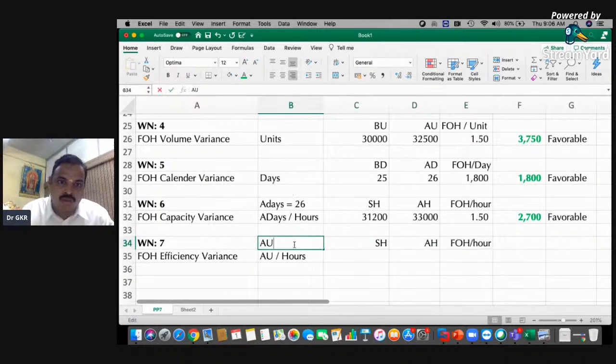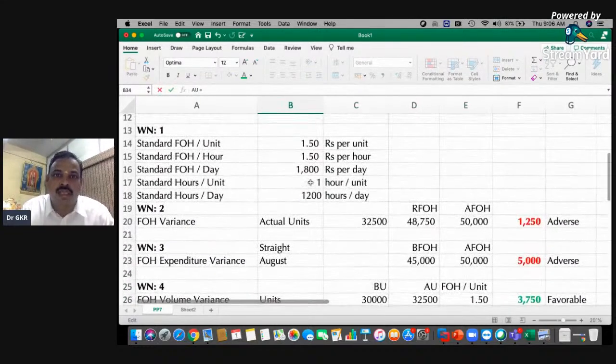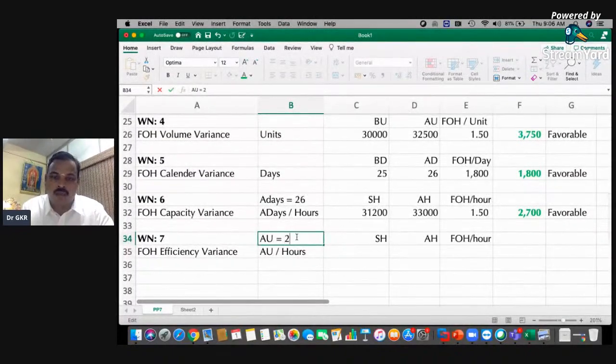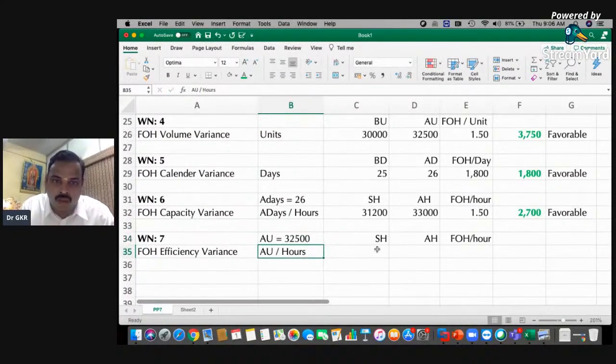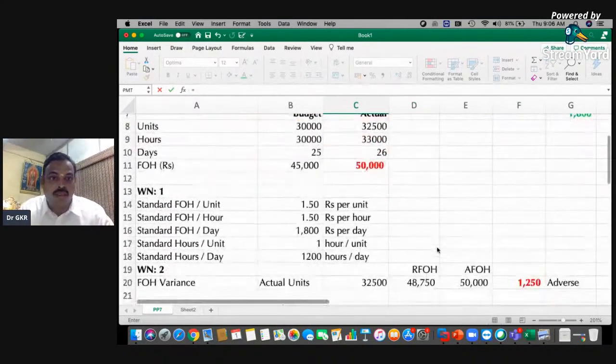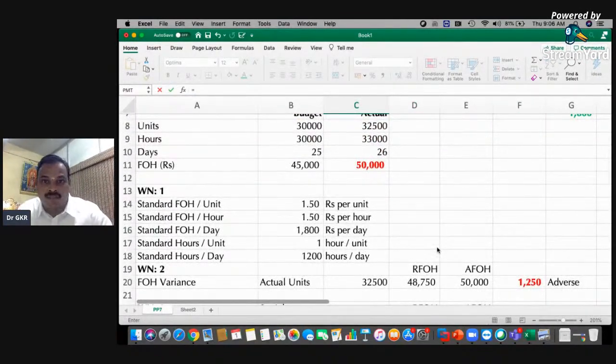But here it is actual units. How much is your actual units? Your actual units is 32,500. Okay, 32,500. Wow. What is your actual hours? 33,000. What is your standard hours for 32,500 units? For 1 unit, 1.5 hours.